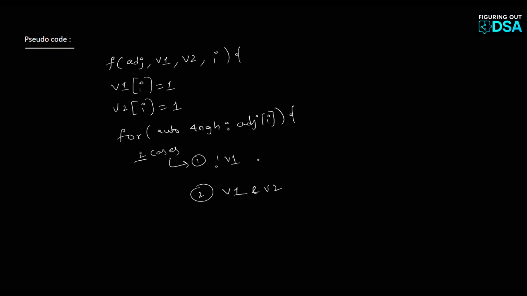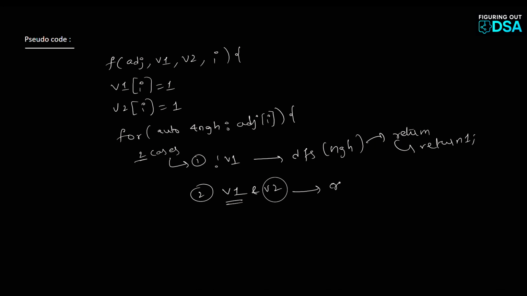So if it is not visited, then we will directly call DFS for that neighbor. If this returns true, then we will return 1 saying that there is a cycle. In the second case, if it is visited in both v1 and v2, then we will directly say that there is a cycle and we will return 1. And at the end, if we are unable to get any cycle in these two cases, then we will return 0 at the end. We are missing something here. Before returning, we will unmark that in visited 2 vector. So that's it. That's how easy it is, and we have completed coding it.